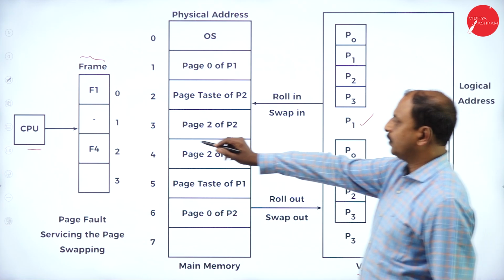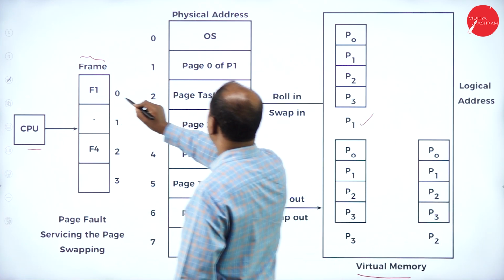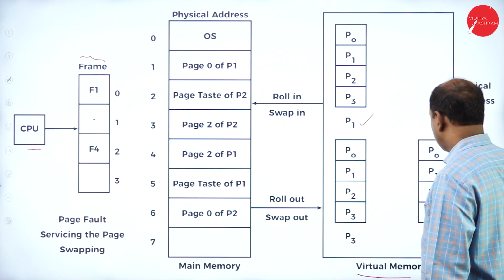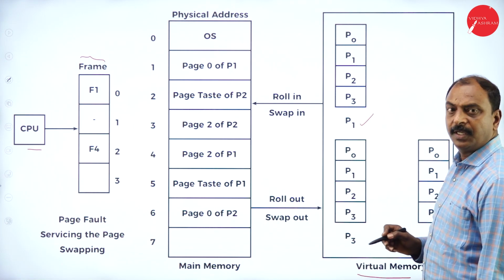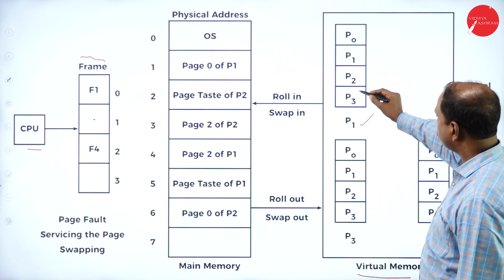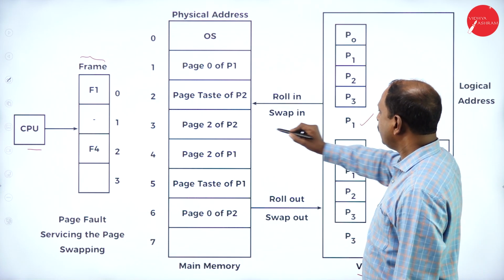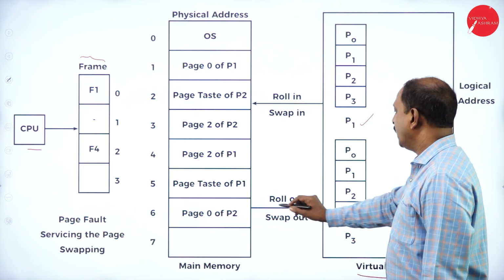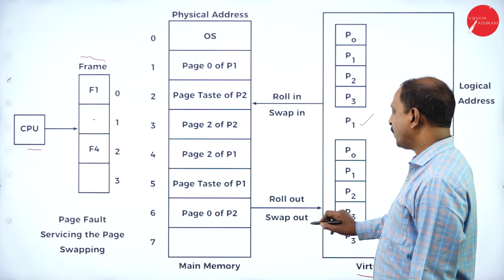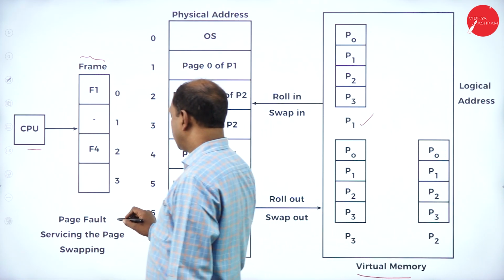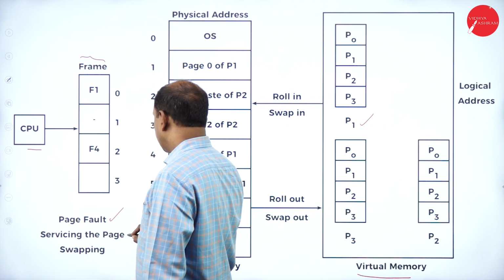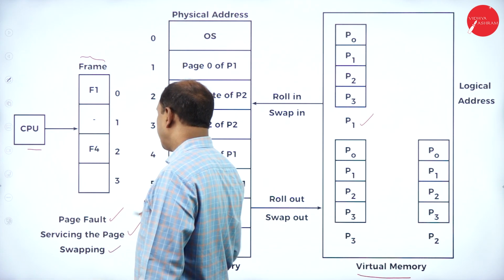Whenever the CPU requests a particular page from secondary memory devices, it will be accessed through this virtual memory. For example, here this is called roll in or swap in, and this is roll out or swap out. This is called swapping. So here we are learning the terms page fault, servicing the page, and swapping the page.